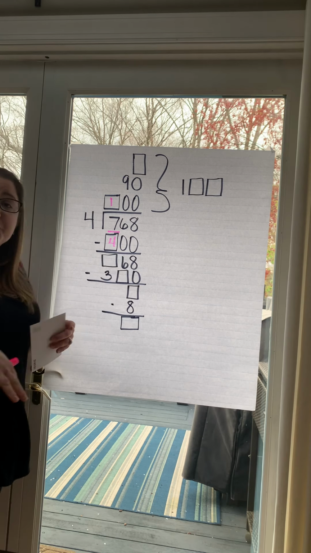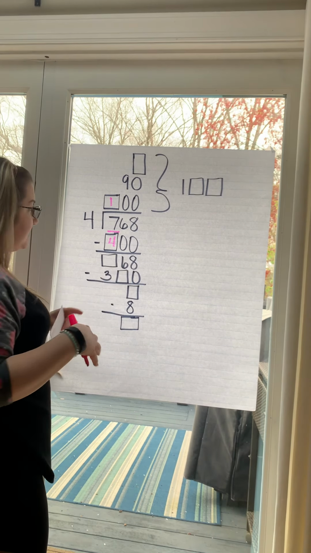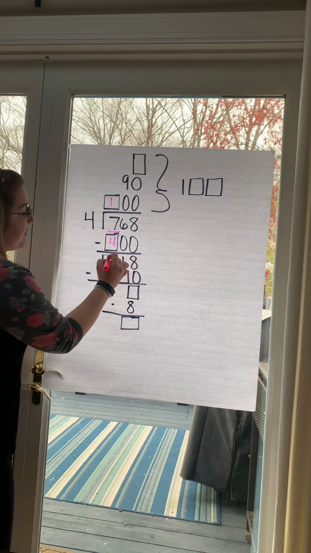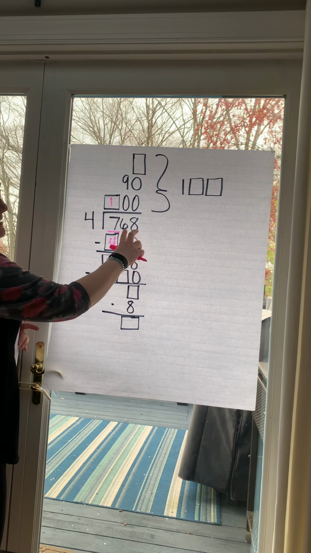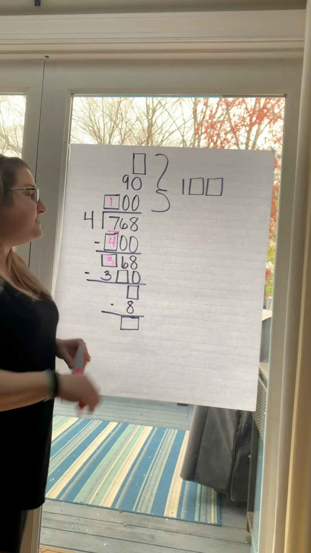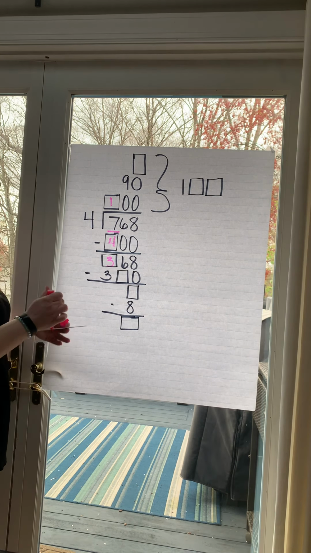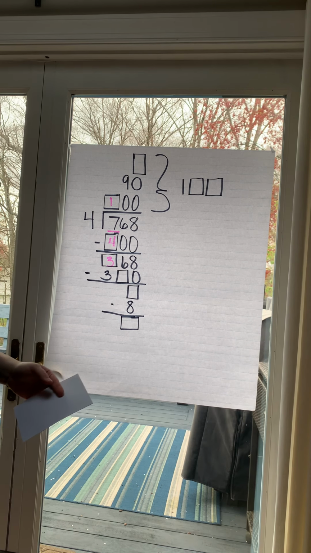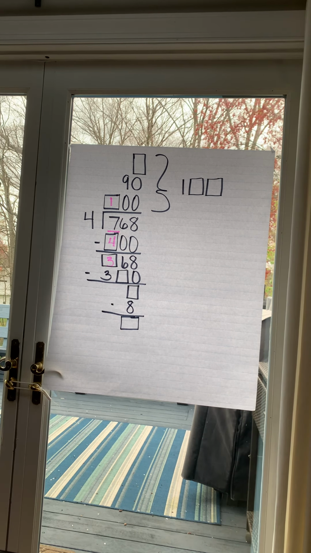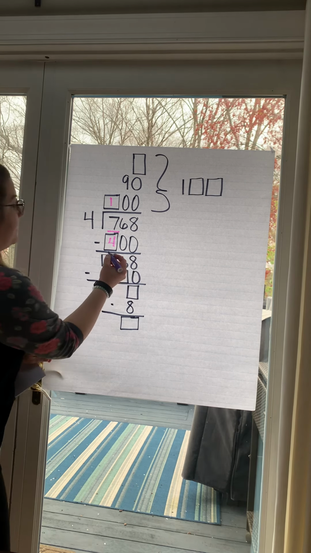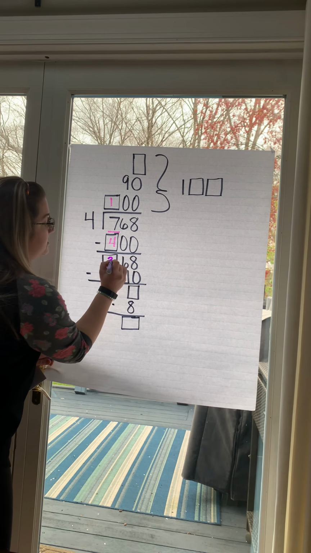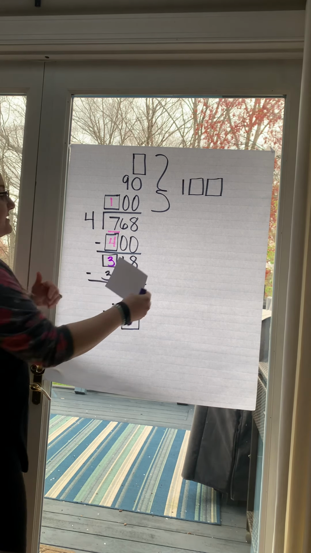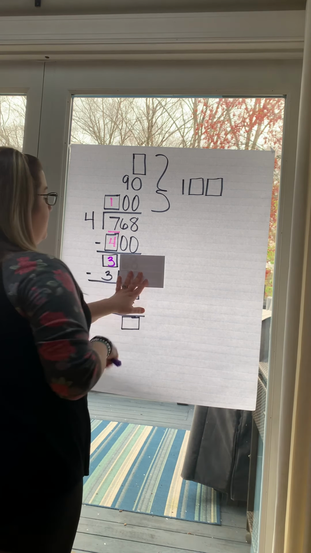To find the remainder of that partial quotient, we need to subtract. So 7 minus 4 gives me 3. And then I still have my 6 and my 8 and the 10s and the 1s. So I'm going to bring that down as well. All right, we're going to move on to the next place value. We'll get a darker color. There we go. Now we're going to move on to the next part of our quotient.